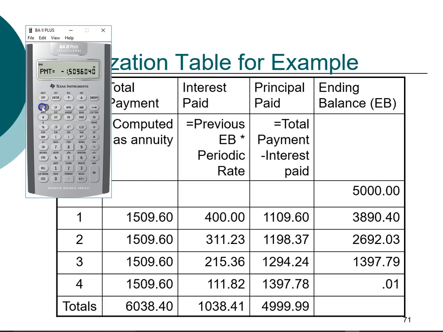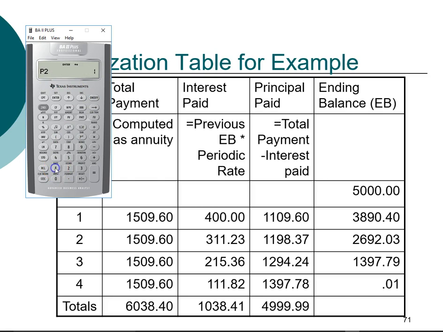Step two, we go into amortization. The second function, amortize. The first display is P1. This is the beginning of your analyzing period. If you scroll down arrow, P2 is the end of your analyzing period. So let's start with period one for both. So one, enter. So if you scroll back up, you see that P1 is one.